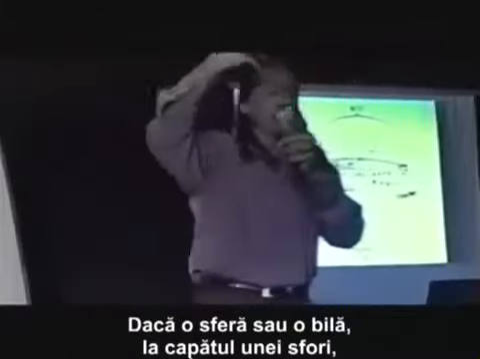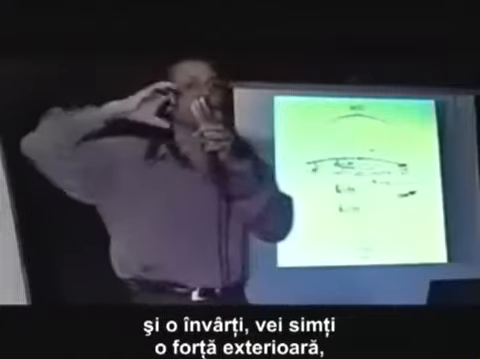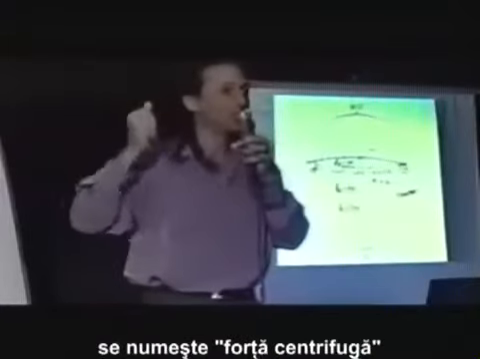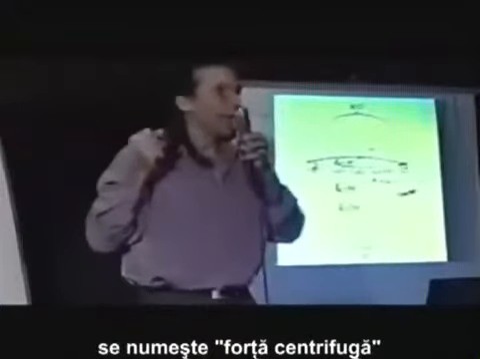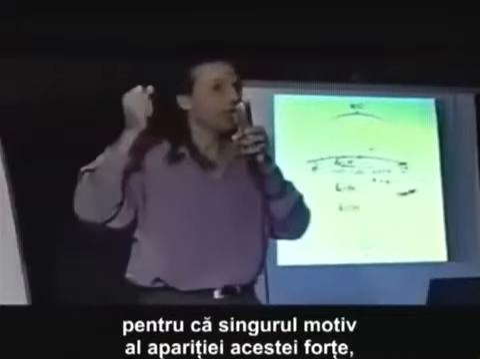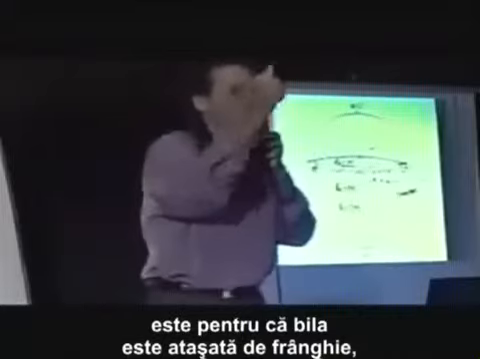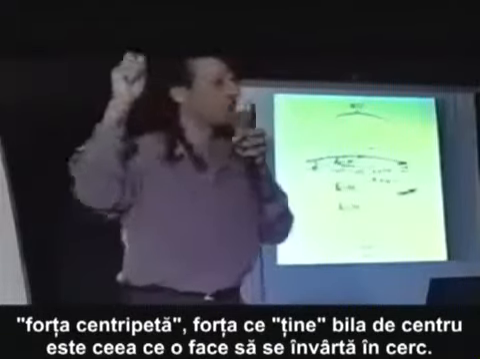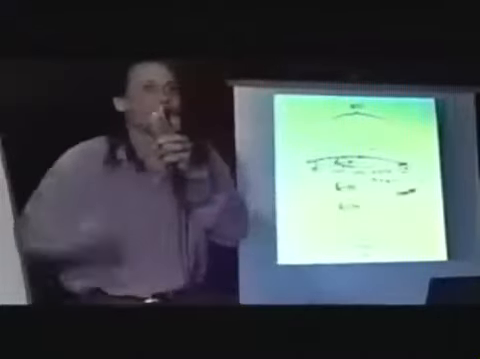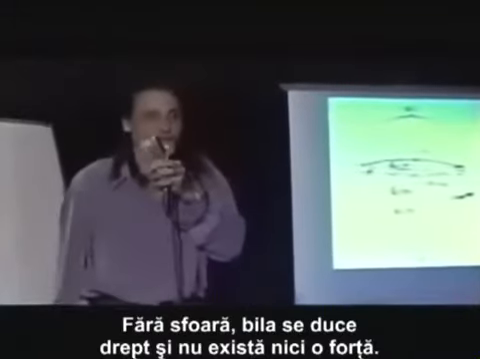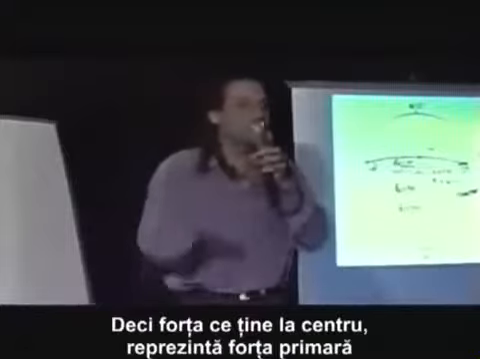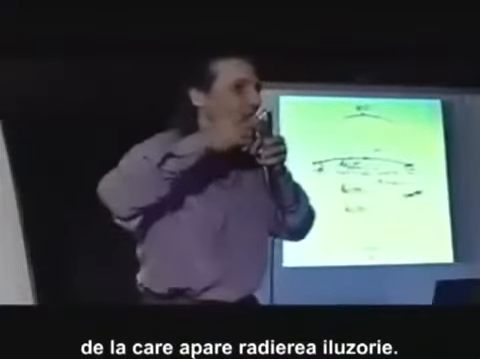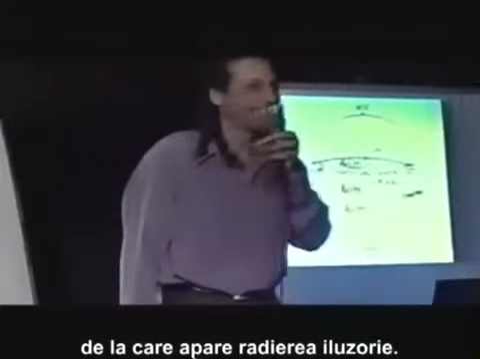If you have a sphere or a ball on the end of a rope and you spin the rope, you're going to feel a force outside pulling away from your hand, right? That is not a true force. It's called centrifugal force. It's not a true force because the only reason that force is occurring is because the ball is attached to the rope, which is attached to your hand. The centripetal force, the force that's holding the ball to the center, is what's making it go in a circle. Without the string, the ball is going straight and there's no force. You guys follow me? So actually the force that holds to the center is the primary force from which the illusionary radiation occurs. Do you see what I'm saying?